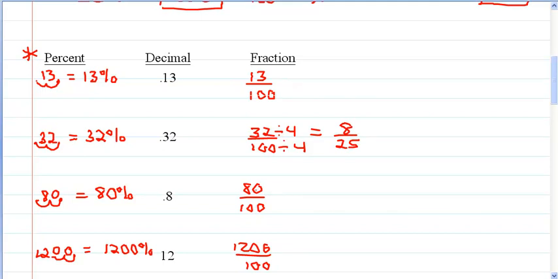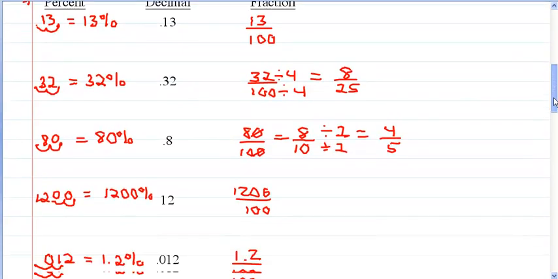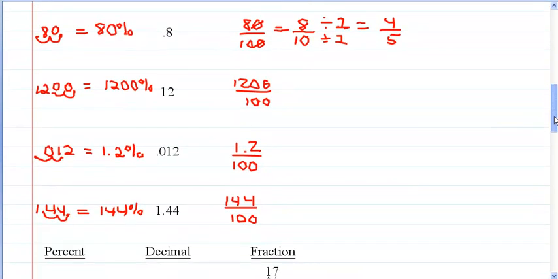For 80 over 100, I start by canceling the zeros to give me 8 out of 10. And then since both of these numbers are even, I divide them both by 2 to get 4 over 5. For 1200 over 100, both of the zeros cancel, so I'm left with just 12 over 1, and you can just write that as 12.